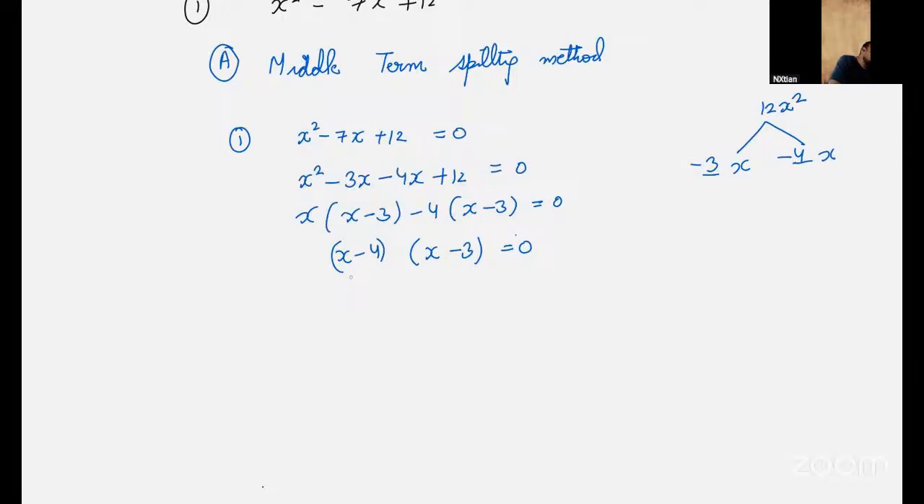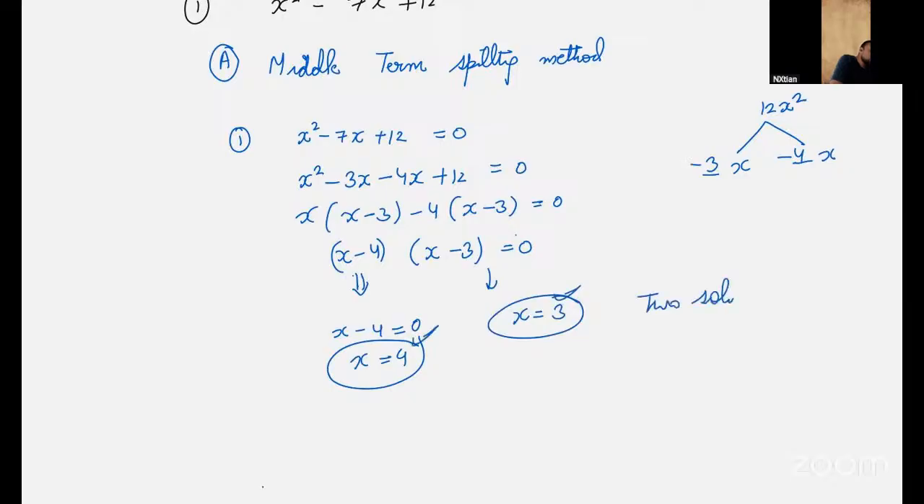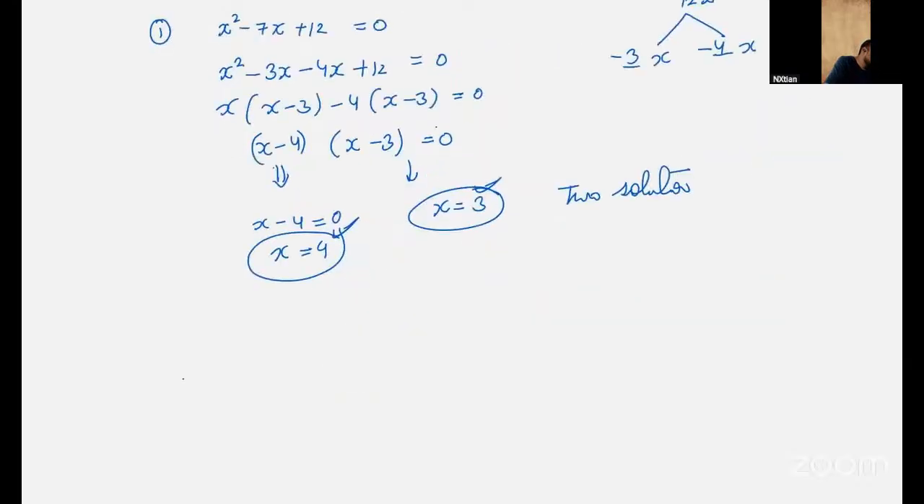Now we have to put this equation equal to 0. So x is equal to 4. I got one factor as x is equal to 4 and the another factor is x is equal to 3. Means I got two solutions. I got how many solutions? Two solutions, in which one is x is equal to 4 and the another one is x is equal to 3. Are you with me? Did you understand? Guys, please ask me.